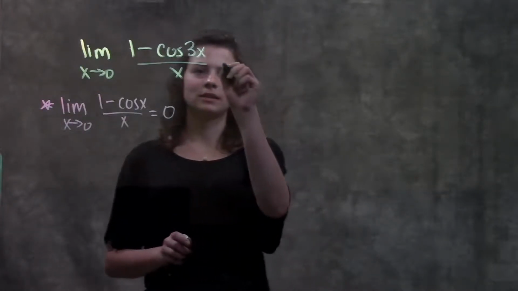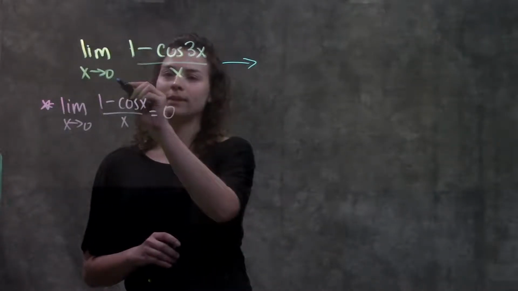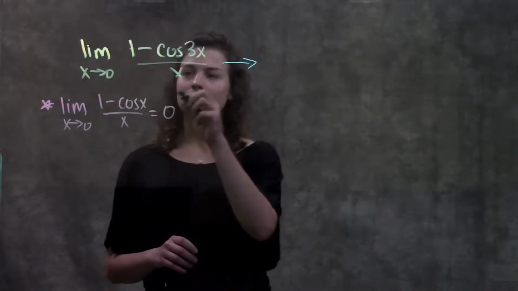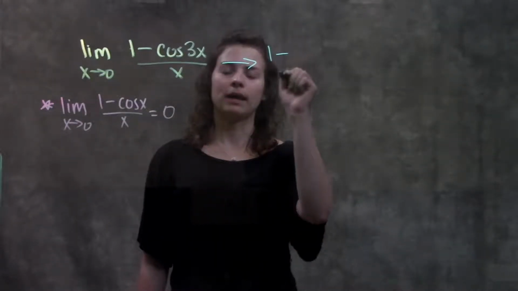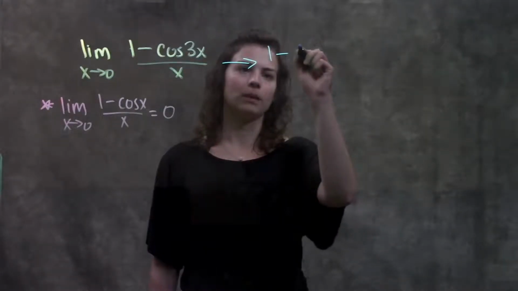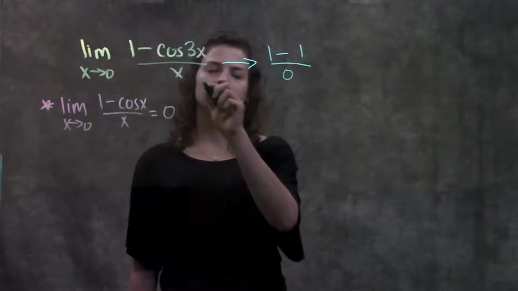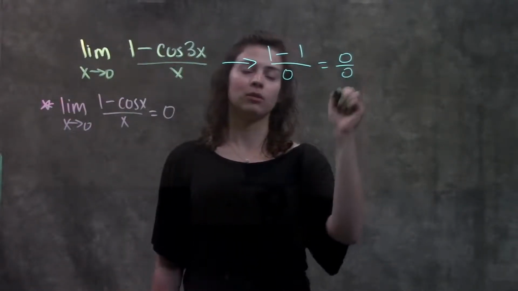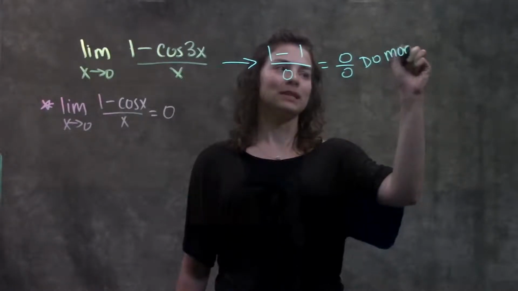All right, first step with these types of problems is we try direct substitution. So wherever we see an x, we're going to plug in a 0. On the top, I get 1 minus cosine of 3 times 0, just 1 minus cosine of 0. Remember, cosine of 0 is 1, so 1 minus 1. Over on the bottom, I plug in 0 for x. I get 0 over 0. We all know what this means. Indeterminate form means we need to do more work.